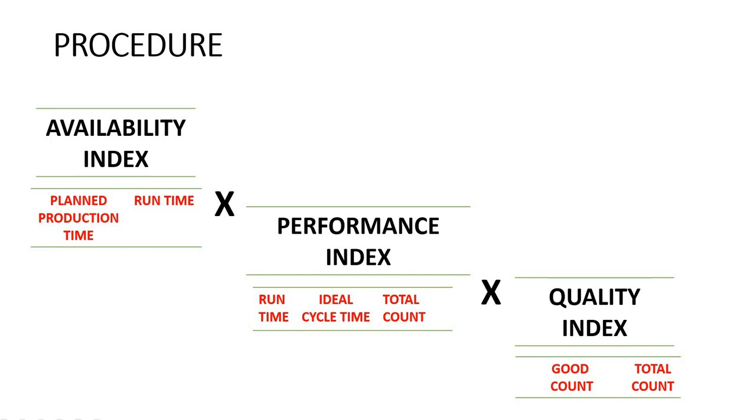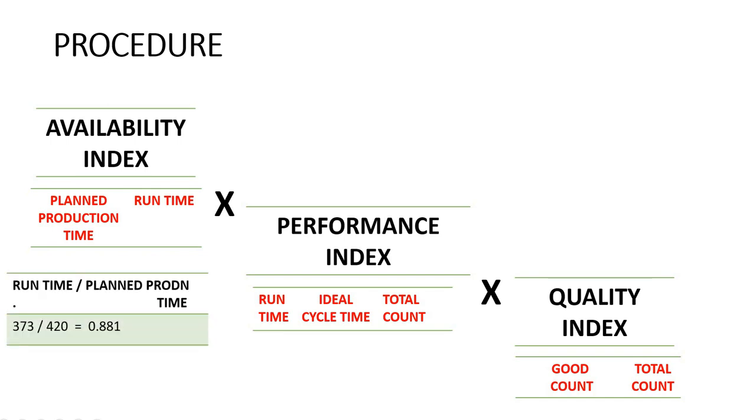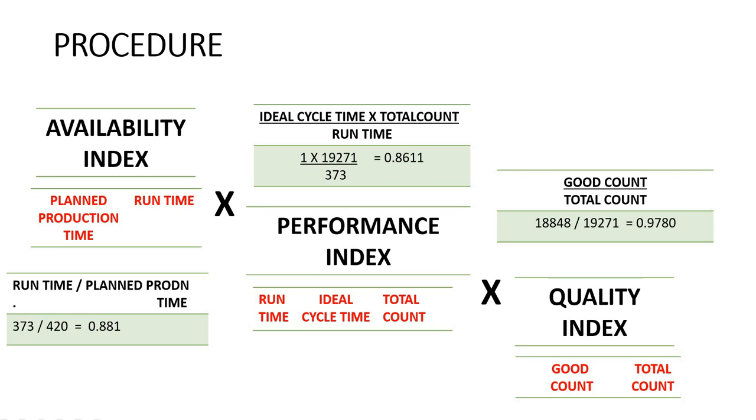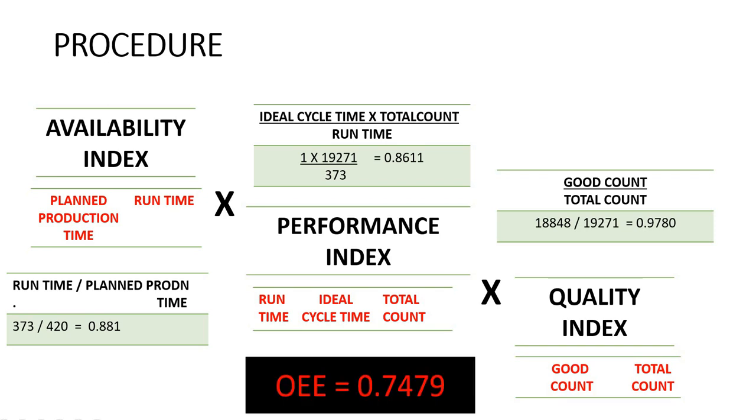the quality index. So it turns out the availability index can be calculated by runtime divided by planned production time, which gives a value of 0.881. And for performance index, you just have to multiply the ideal cycle time by the total count and divide it by runtime, which is 0.86. Similarly, for quality index, as you would have thought, it is good count divided by total count. Now if you take the product of all these values, you end up with the OEE of the industry.